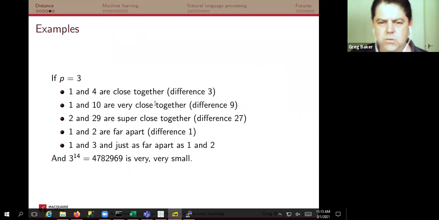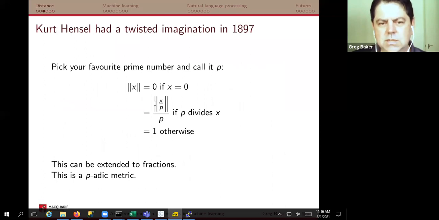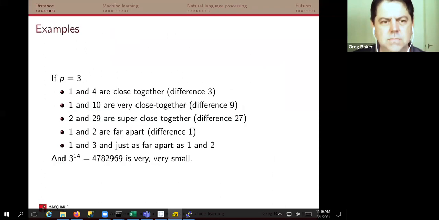So a few little bits to make sense out of this. If you've got P equals 3, then the numbers 1 and 4 are very close together because they're divisible by 3. Just a reminder, we're looking to see if divisibility by your prime is what counts as being close. So 1 and 10 are very, very close together because not only are they 1/3 apart, they're actually 1/9 apart, incredibly close. And 2 and 29 are so unbelievably close together you can barely tell them apart, as opposed to 1 and 2, which are far apart, and 1 and 3, which are really far apart.